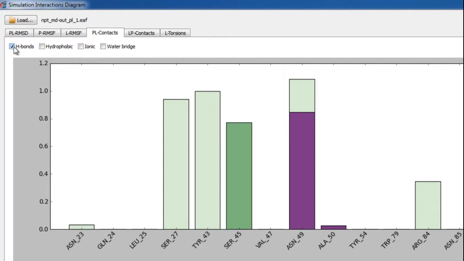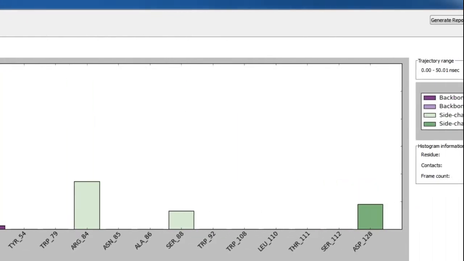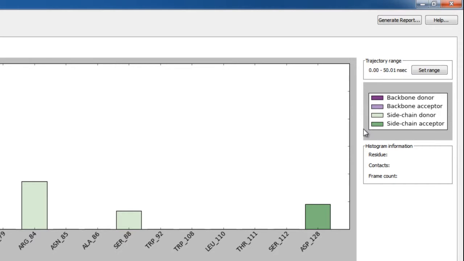But first, let's note that we can keep our cursor over any of these checkboxes to see a tooltip with the definitions. Okay, here we have 4 categories of hydrogen bonds, including the backbone donor or acceptor and side chain donor or acceptor hydrogen bonds.